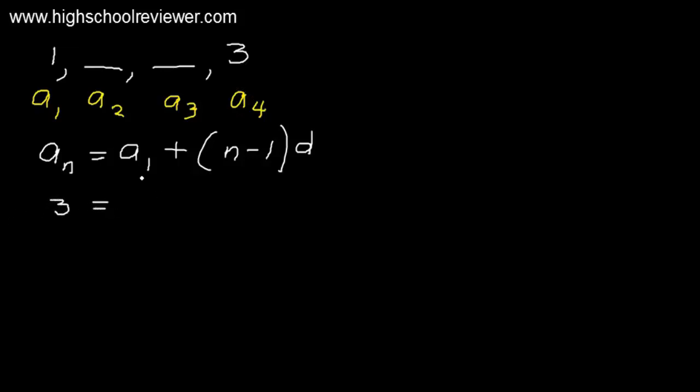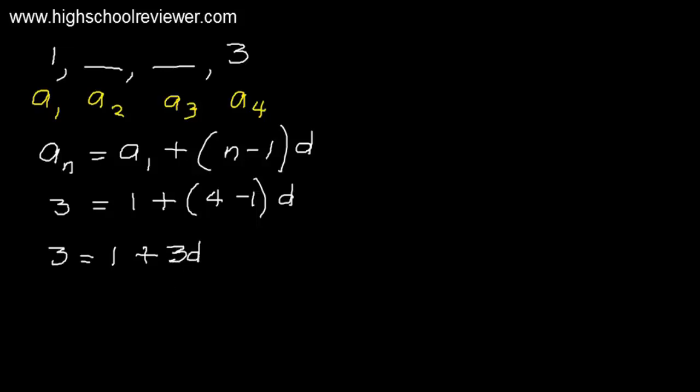So the value of a sub 4 is positive 3, and this will be equal to the value of a sub 1, which is positive 1, plus, since this is a sub 4, our n here will be 4. So 4 minus 1 multiplied by d. So 3 equals 1 plus 4 minus 1 is 3, and 3 times d, that will be 3d.